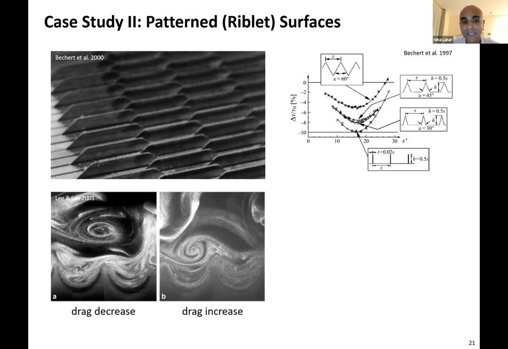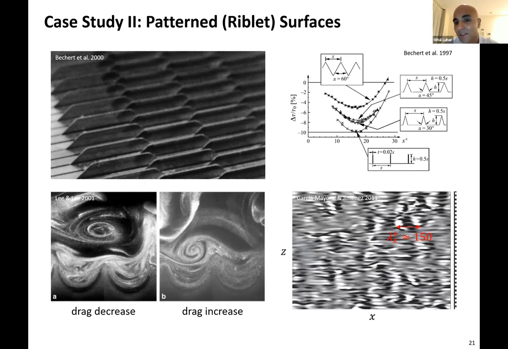So this was what was thought up until about 2010, 2011 or so, at which point Ricardo Garcia Mayoral and Javier Jimenez showed in direct numerical simulation that in addition to this lodging effect within the grooves, there's also the emergence of spanwise coherent structures over riblets. So this now shows a snapshot of the vertical velocity field in the streamwise spanwise direction. And what you see is the emergence of spanwise coherent structures with a streamwise wavelength of about 150 viscous units.